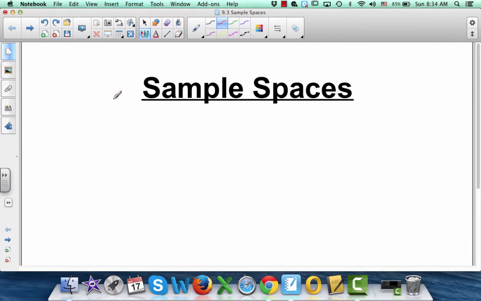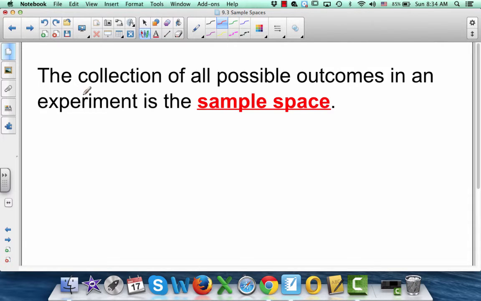This lesson is going to be on sample spaces. The collection of all possible outcomes in an experiment is called the sample space. Now, you've studied outcomes already. An outcome is the result of an action. For example, you might toss a die one time, and the possibilities that you could get are 1, 2, 3, 4, 5, 6. So the possible outcomes are 1, 2, 3, 4, 5, and 6. That's called the sample space.